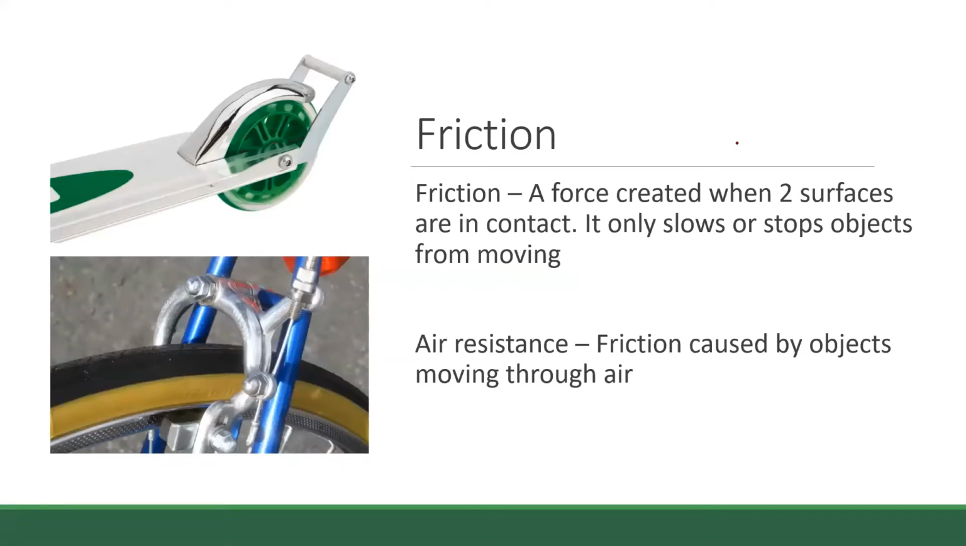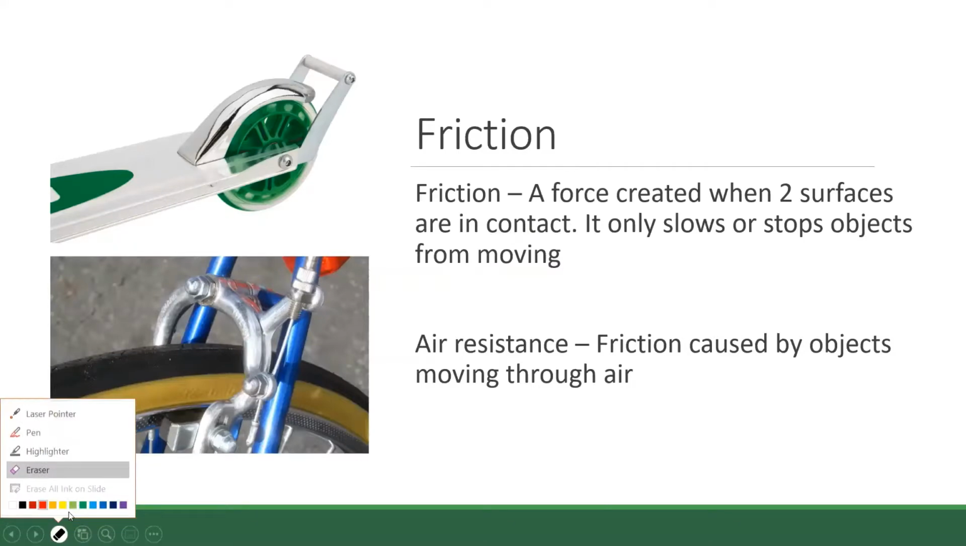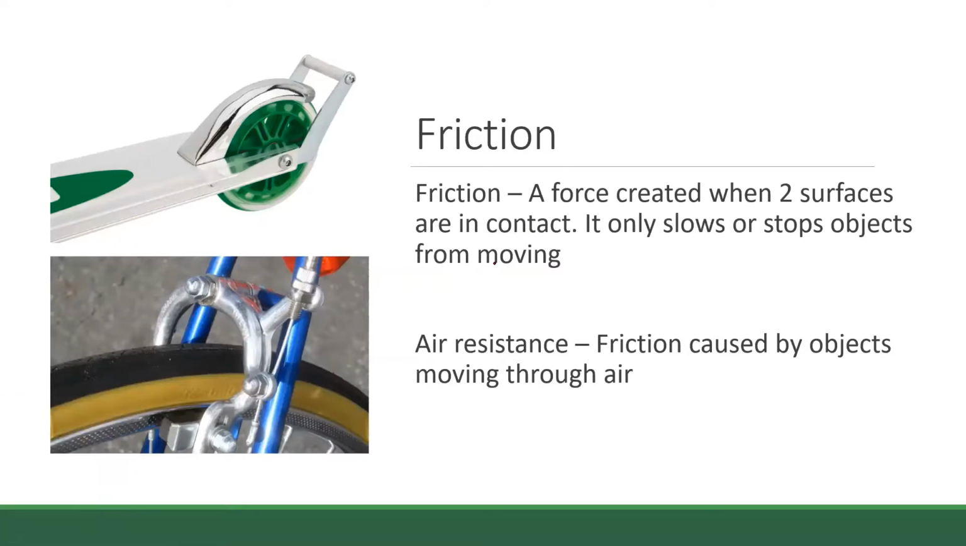Friction. Now, friction is a force created when two surfaces are in contact. Okay, it only slows or stops an object from moving. Now, this is actually pretty important here. A lot of this stuff is important here. The first part is that one, we know now that the force of friction is a contact force.